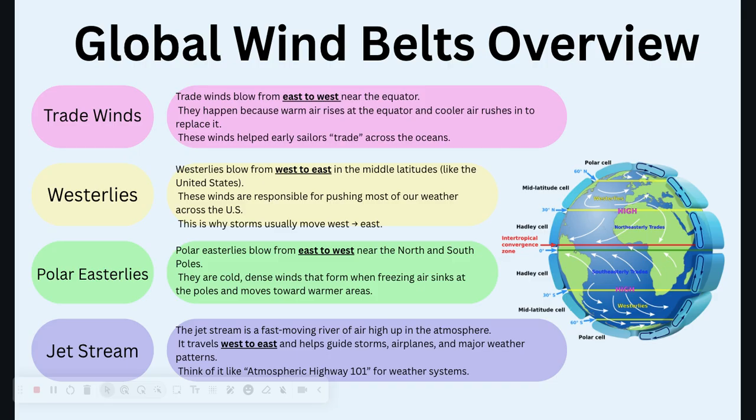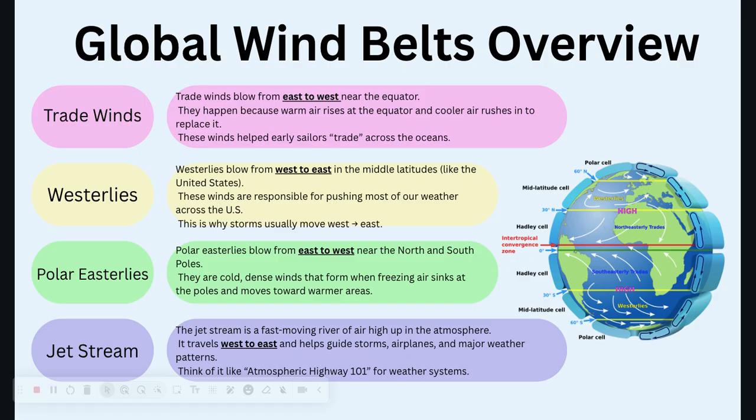They are cold, and because they are cold, that air is more dense, and it forms when freezing air sinks at the poles and moves towards warmer areas. And then the jet stream, not to be confused with the westerlies. The jet stream is a fast-moving river of air high up in the atmosphere, okay? It travels west to east, and it helps guide storms, airplanes, and major weather patterns. Think of it like the atmospheric highway for the weather system.